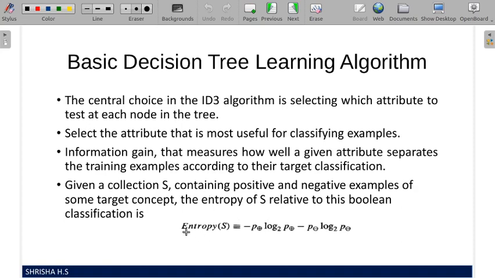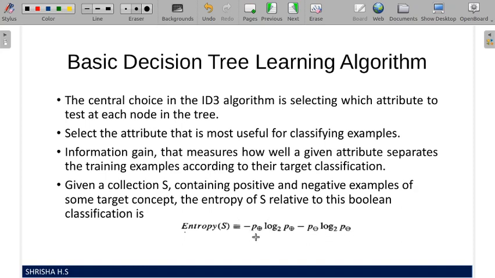Another one is entropy. In other subjects like physics, entropy is a measure of order, a measure of how orderly a system is. Entropy is required to calculate the information gain. The formula for entropy of S, where S is the set of instances we are considering, is: Entropy(S) = -p_positive log2 p_positive - p_negative log2 p_negative.